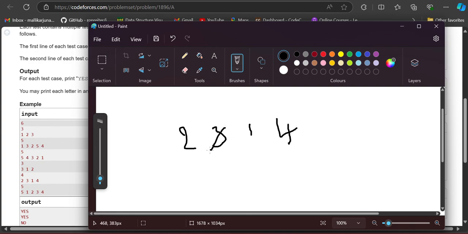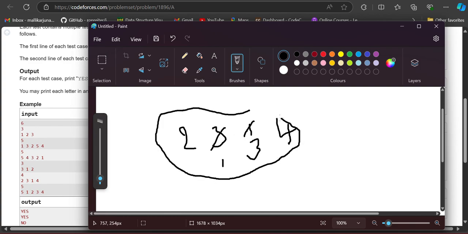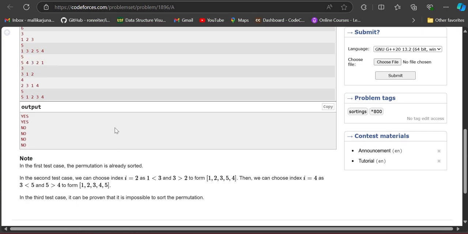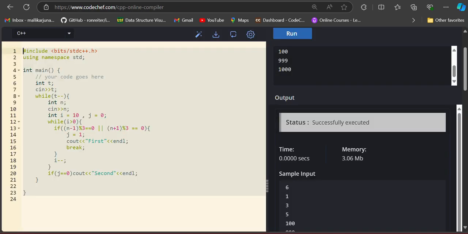2314. So here 1 and here 3 and 1, 3, 4. Apply the operation again. 2, 1, 3. We can't move from this, right? Because 2 is not less than 1, and also 1 is not greater than 3. We are stuck here, right? So that's why the answer is no. Okay, let's try to code it.